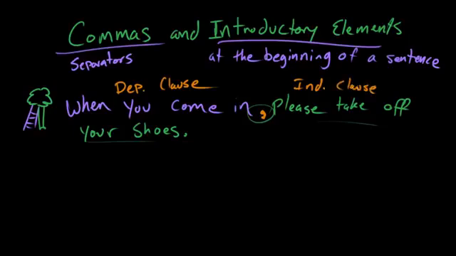So this is a dependent clause, and this is an independent clause. So if you start a sentence with a dependent clause, you're going to need to put the comma in the middle before you proceed to the independent clause, which is the part that makes it an actual functioning sentence.